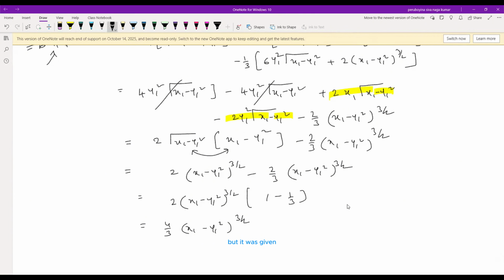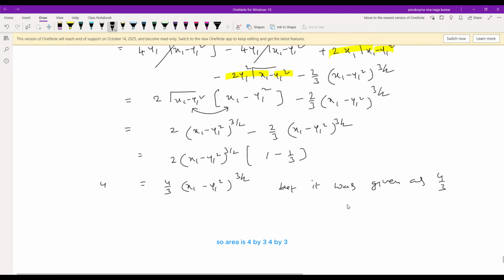But the area was given as 4 by 3. So area is 4 by 3, and 4 by 3, 4 by 3 got cancelled. 1 is equal to x1 minus y1 square power 3 by 2. So this implies x1 minus y1 square is equal to 1, and x1 is equal to 1 plus y1 square.